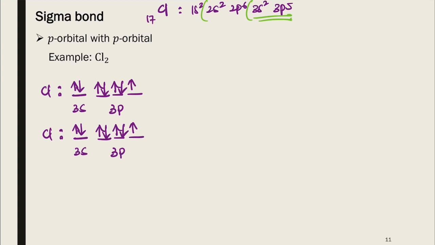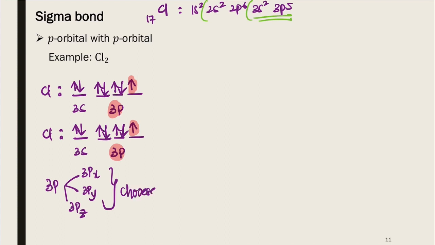Okay, so when we look at the orbital diagram, we can see that there is one unpaired electron at 3p and 3p orbital for chlorine. Therefore, this 3p orbital will overlap with each other. Okay, so reminder, 3p orbital dia ada 3px, 3py and also 3pz. So kamu kena pilih salah satu untuk kamu draw, sama ada px, py atau pz.